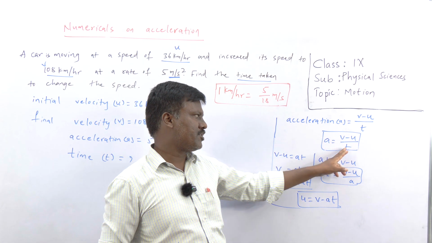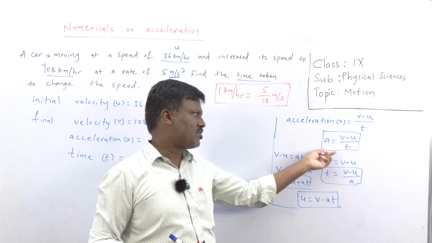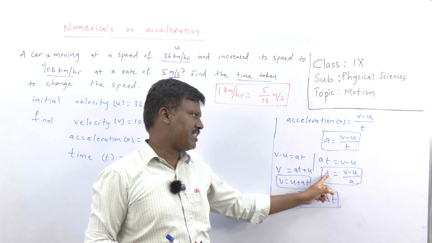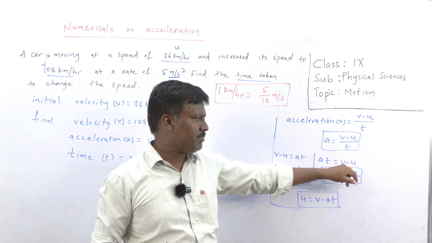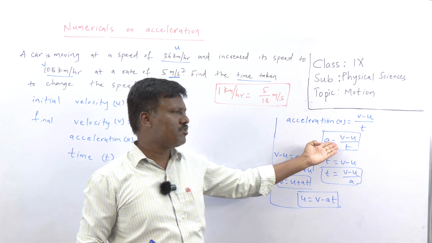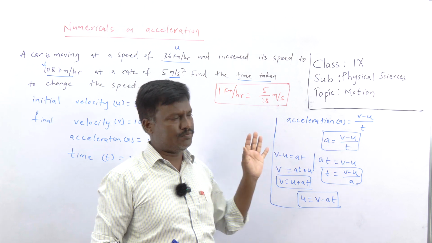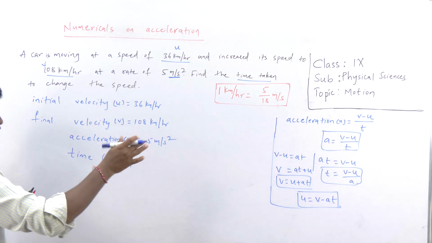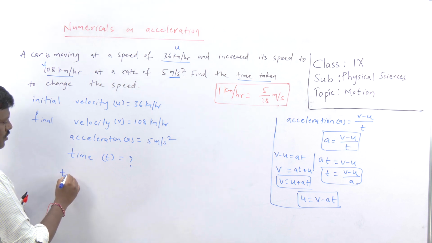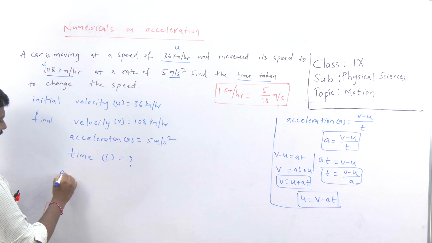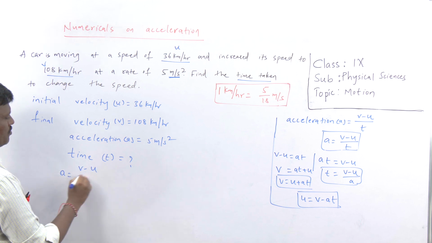a is equal to v minus u by t. When you transpose the t, at is equal to v minus u, so t is equal to v minus u by a. We can use this formula, t is equal to v minus u by a, or directly we can use this formula also, there is no issue. However, you have to change the units. Now first we will discuss a is equal to v minus u by t.